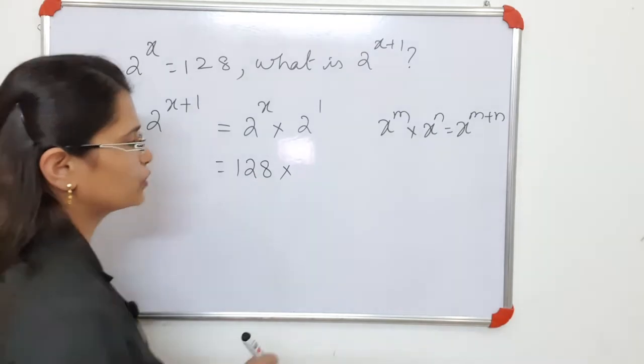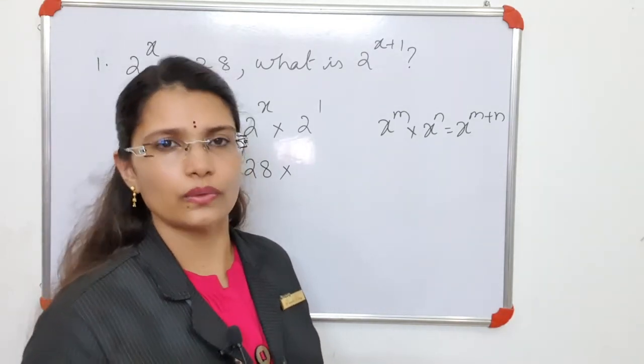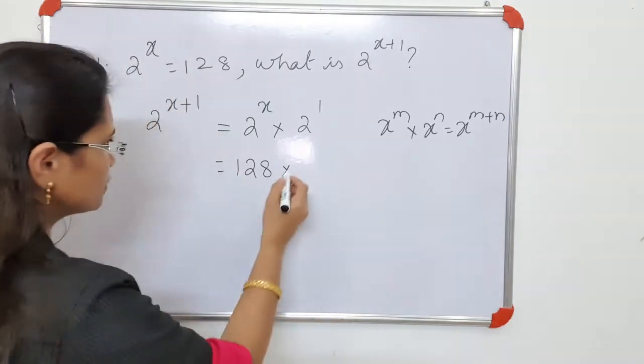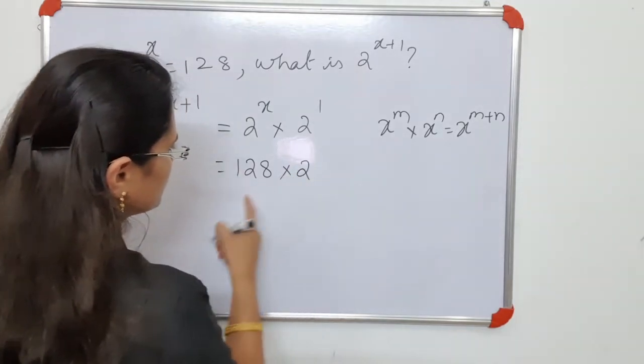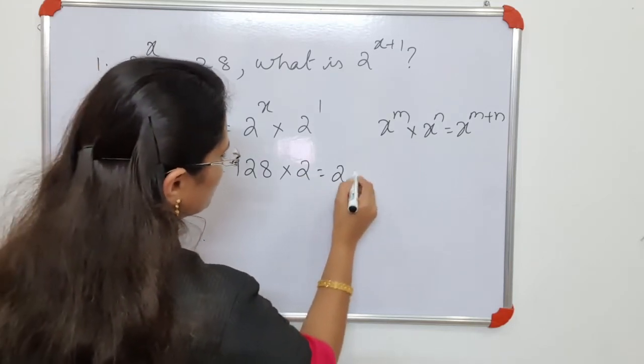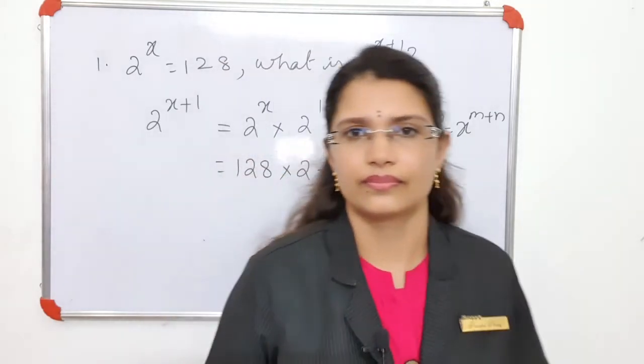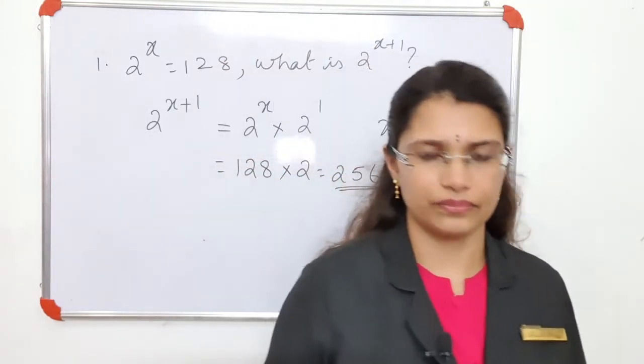What is 2 raised to 1? Any number to the power 1 is equal to that number itself. So 2 raised to 1 is equal to 2. 128 into 2 is equal to 256. Is this clear, children?